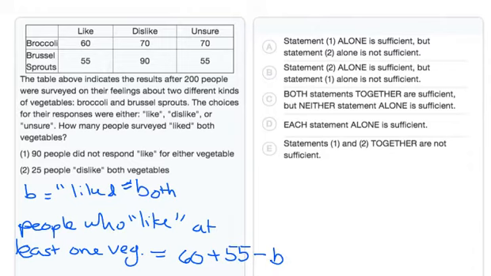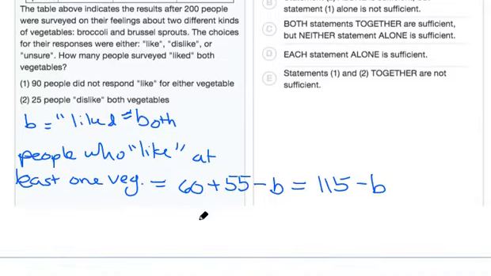If we simplify this a little bit, we end up with 115 minus B. So if we can determine how many people like at least one of the vegetables, we can find B and answer the question. So let's take a look at statement 1.